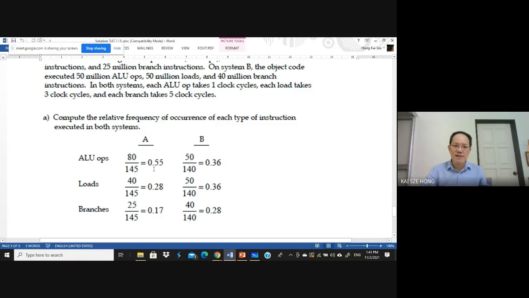So you will get 55% for A going to ALU, 28% going to load, and the remaining 17% going to branches. For B, 36% go to ALU, 36% go to load, and 28% go to branches. So this will be the percentage of different instructions for system A and system B.